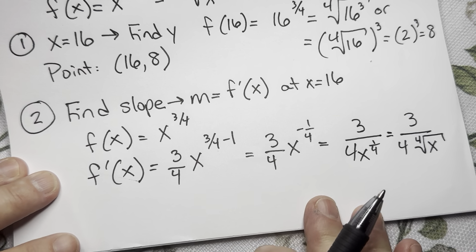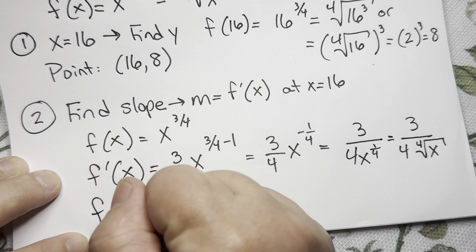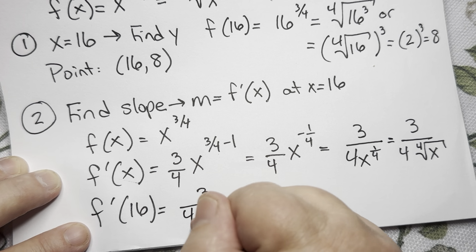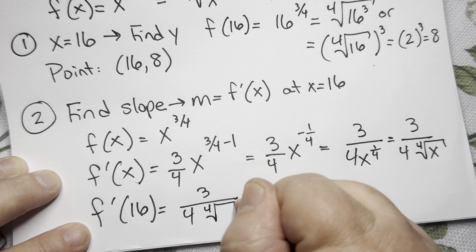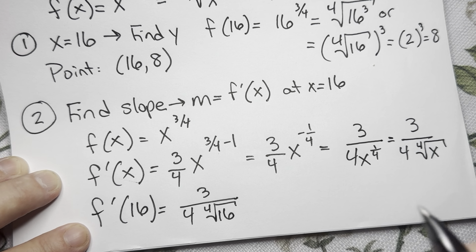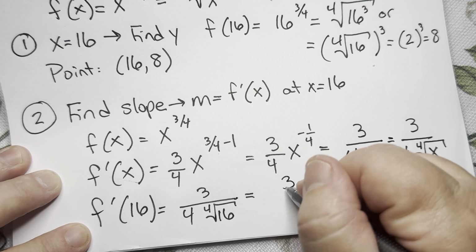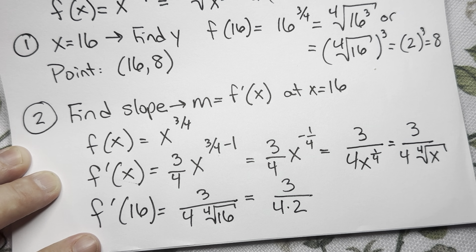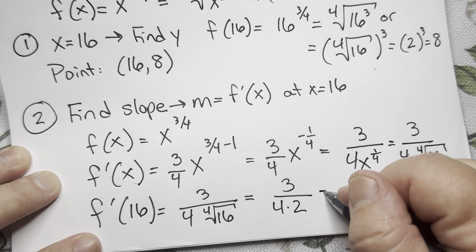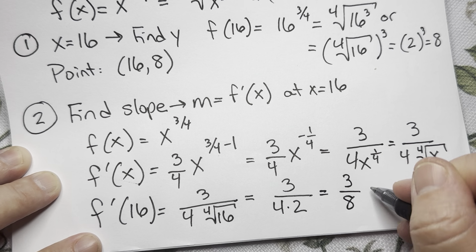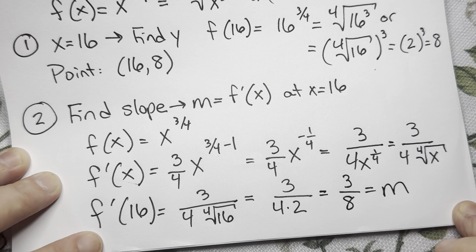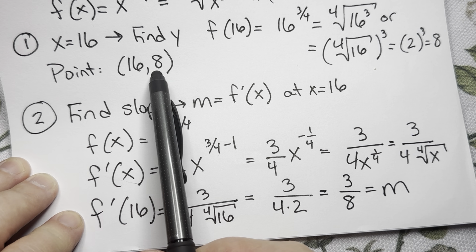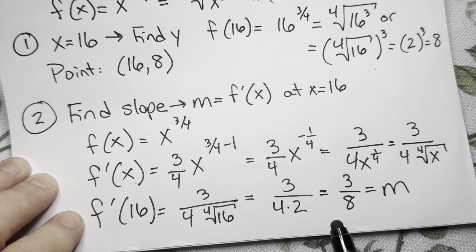And so we want to find f prime at 16. So that's going to be 3 all over 4 times the 4th root of 16. Now from above, we know the 4th root of 16 is 2. So 4 times 2 is going to be 8. So we've got 3/8. So that's our slope. Okay, so far so good. We've got a point, 16, 8. We've got a slope, 3/8.